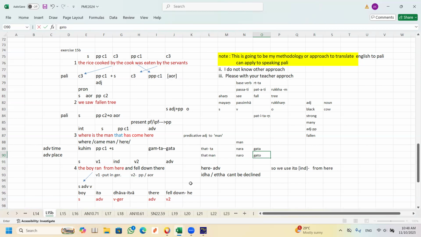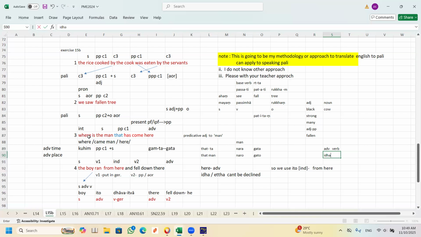And then in Pali, normally the adverb will be in front of the verb. Normally it's in front of the verb. So you can put it anywhere you want, but in this case, the adverb here should be ita. Technically, it should be ita. So that means you identify the adverb as ita. Okay, right?